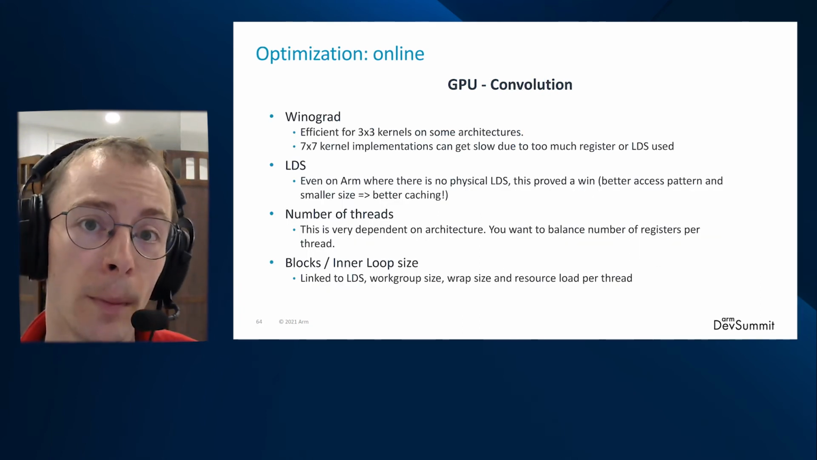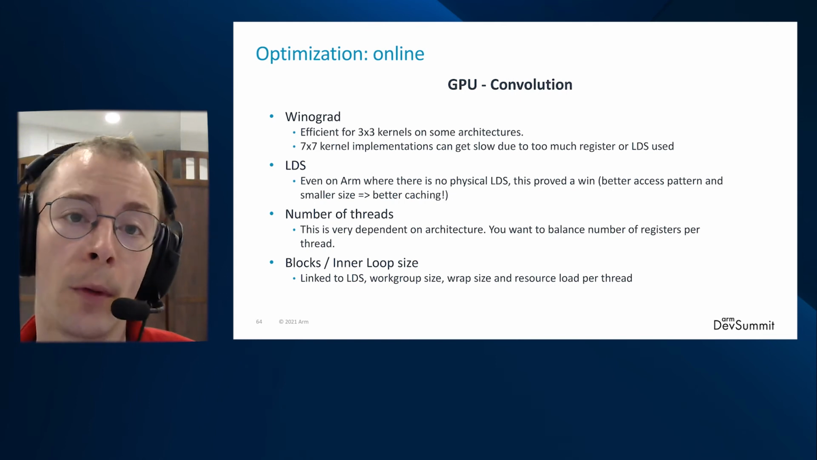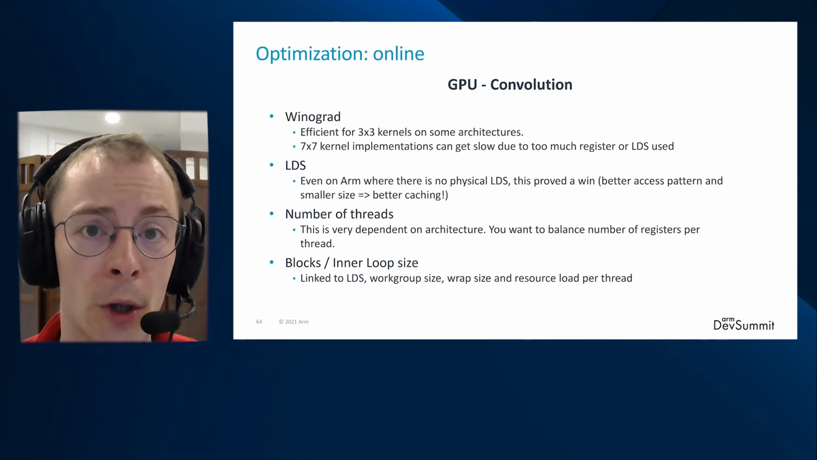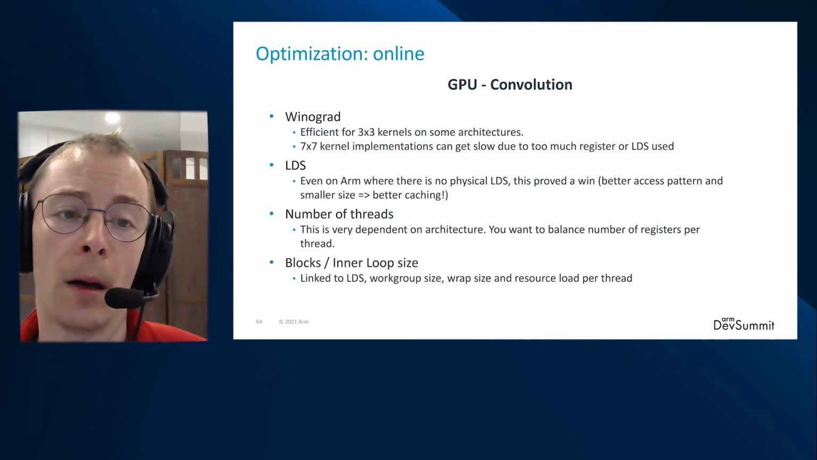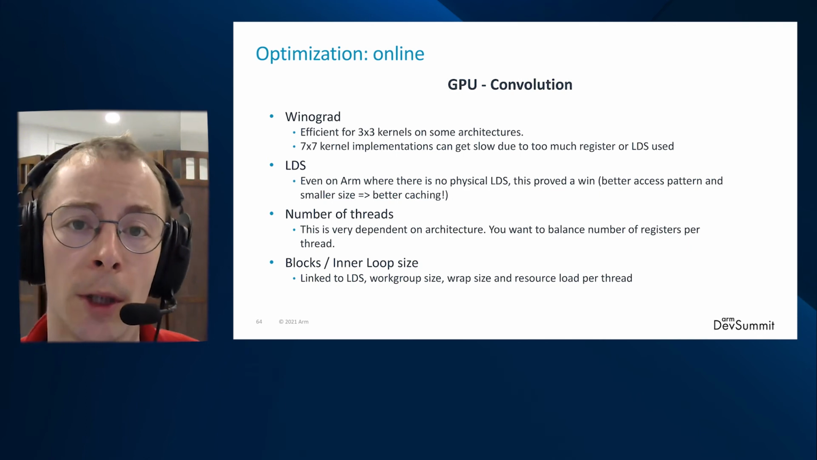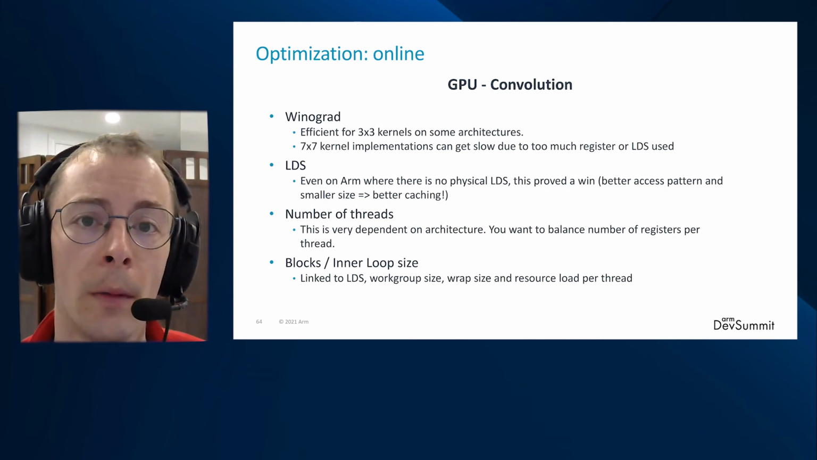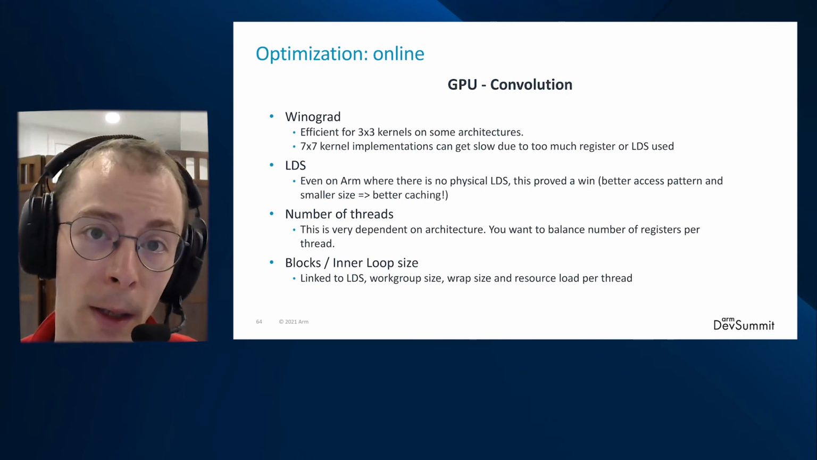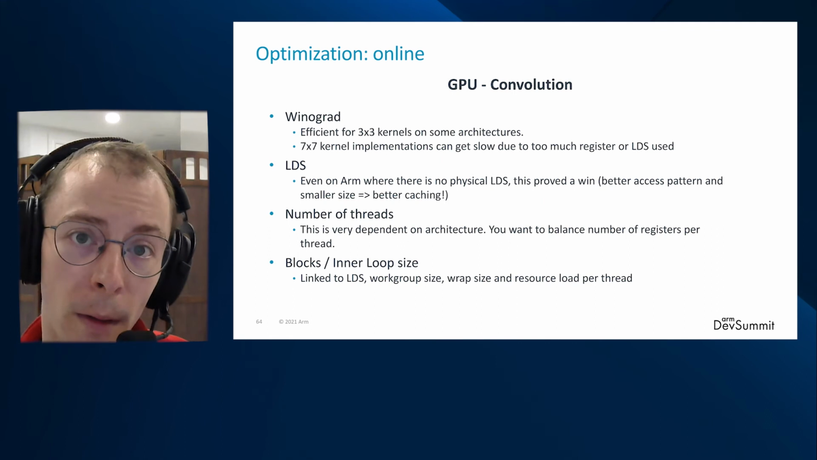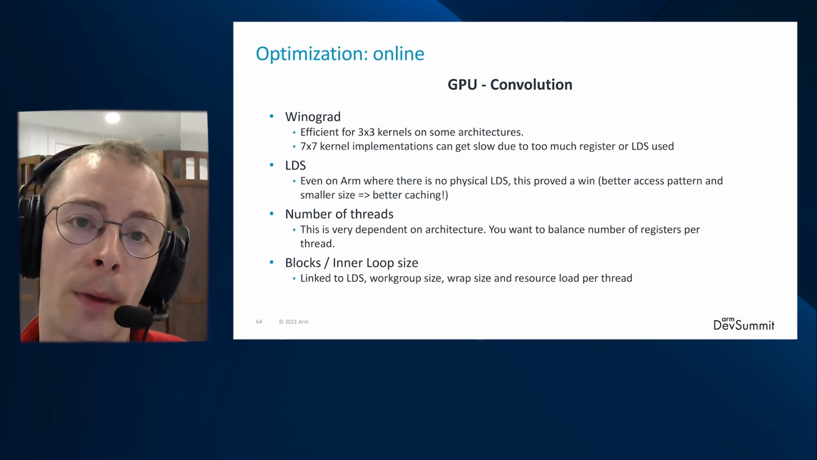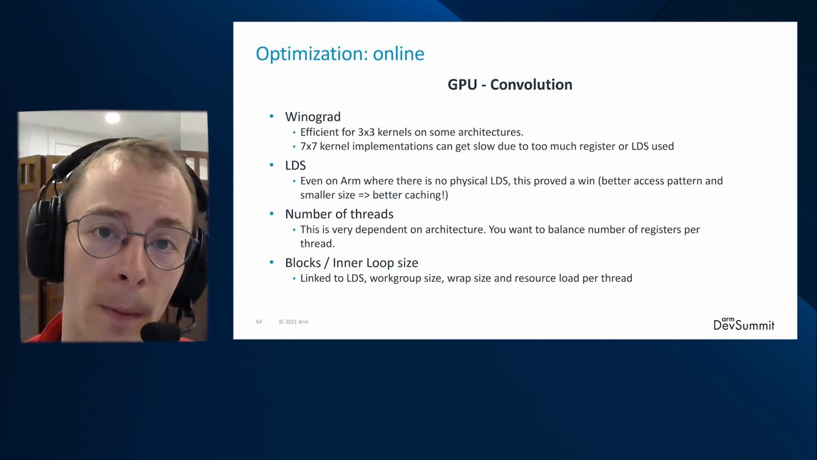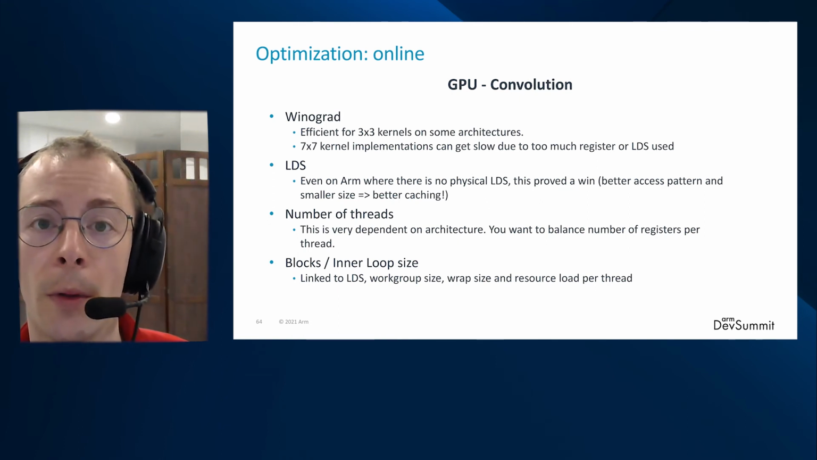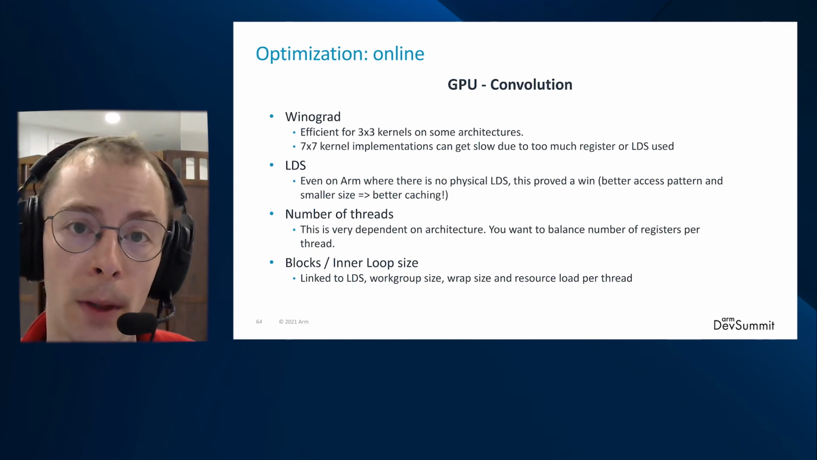We did implement a Winograd implementation for convolution. This provided a win on 3x3 kernels on some architectures. However, for larger kernel sizes, it can get pretty slow due to too much register and LDS use. For LDS, even on architectures that do not have physical LDS, like ARM, it still provided a win. The reason for that is that the access pattern on the LDS memory and the size of the memory we allocate is not that much. Therefore, the GPU can better cache it.